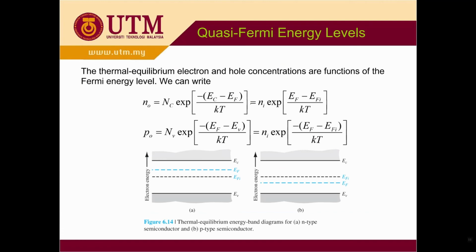Okay, the next thing that we're going to look at is called the quasi-Fermi energy level. Let's recap the thermal equilibrium electron and hole concentrations that we did in chapter 4. We know that we can write them as a function of the Fermi energy. We can write them in terms of the Fermi energy when we change this Nc here to the intrinsic concentration, ni. And then this is the equation. If you look at the energy band diagram, the EFi is almost in the middle, and EF is nearer to the conduction band for electrons in n-type, and for p-type, the EF is nearer to the valence band.